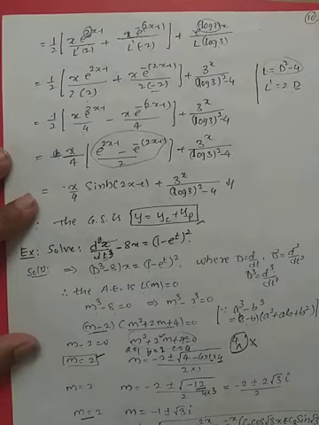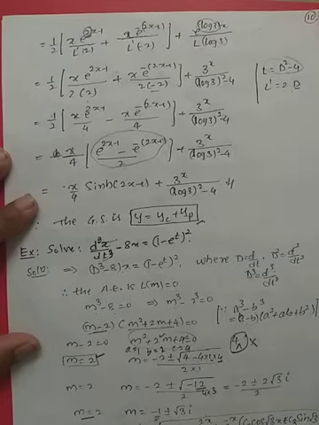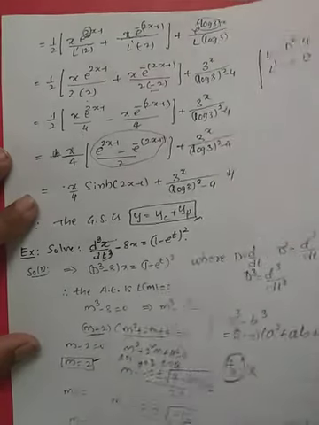Therefore the complementary function yc is written as c1 into e to the power 2x plus e to the power minus x, because alpha is minus 1 here, into c2 into cos root 3x plus c3 into sine root 3x. This is the complementary function.